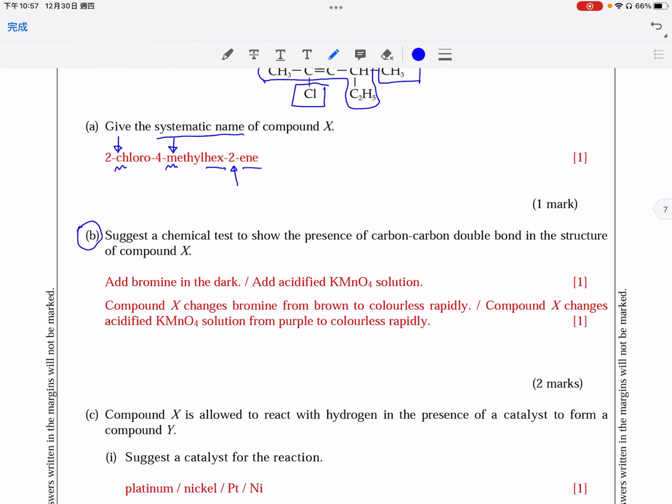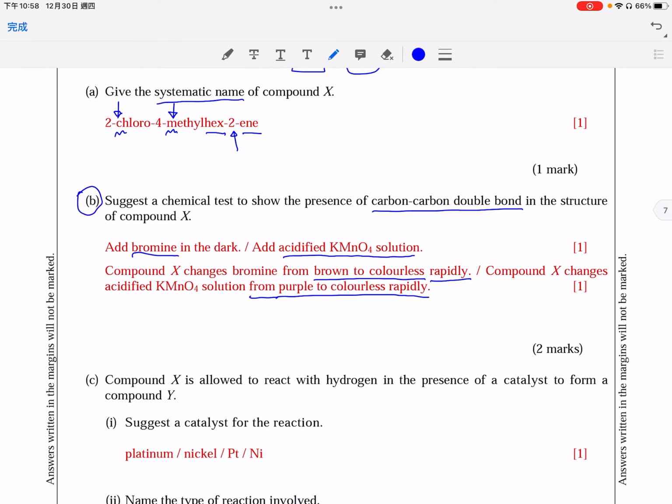Part B. Presence of carbon-carbon double bond. Of course, normally we use either bromine or acidified potassium permanganate solution. And the color change is of course from brown to colorless. It is always better if you can also include the rate of reaction by using the word rapidly. If you use permanganate, then the color change will be from purple to colorless rapidly.